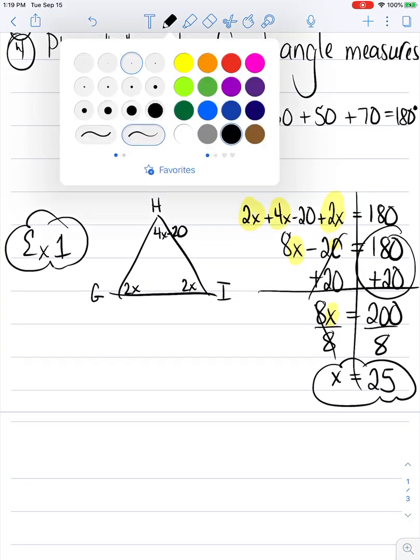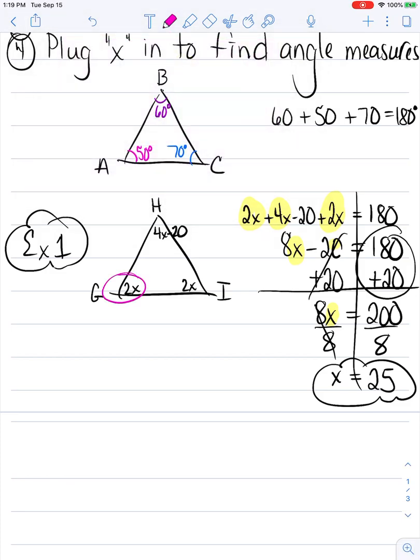So I'm going to start with, let's start with G. So G says to do 2 times x. So I'm going to do 2 times, we said x is 25. So 2 times 25 is 50. So that means the measure of angle G is 50 degrees. This right here is 50 degrees.